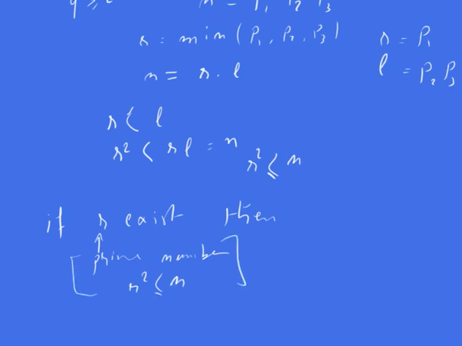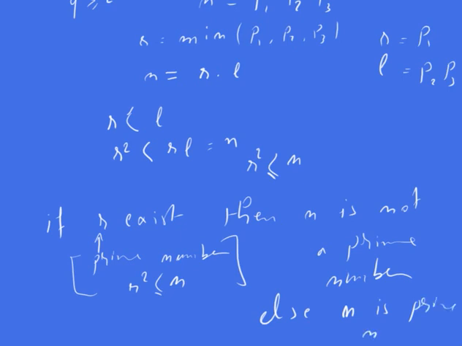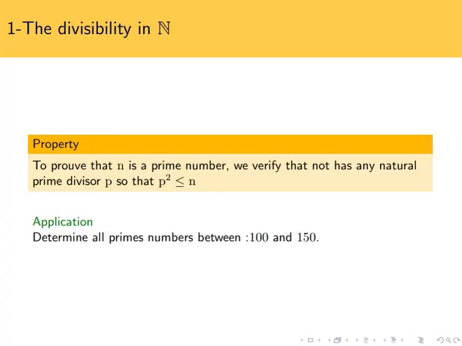If we find this prime number r, with this condition, then n is not a prime number. Else, if we can't find r, then n is a prime number. We can apply this test of primality for this application.